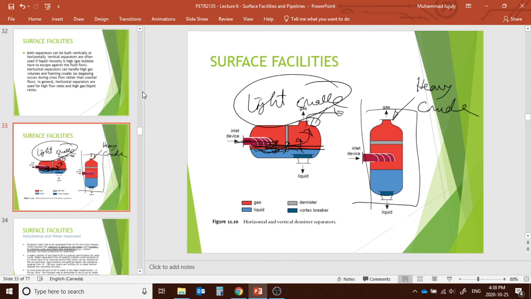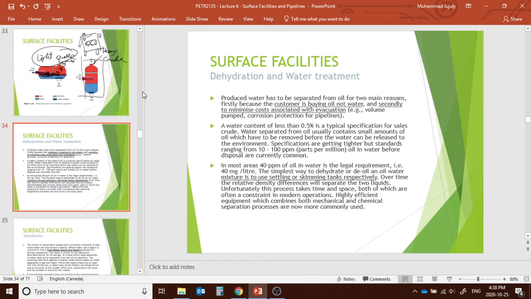But there are exceptions. For instance, the offshore platform is a small platform. In the offshore platform, if we use the vertical separator, it will take less space than a horizontal separator, right? So that's why we don't use a horizontal separator on our offshore platform. We usually use the vertical separator in there, all right? So these are the factors we use.